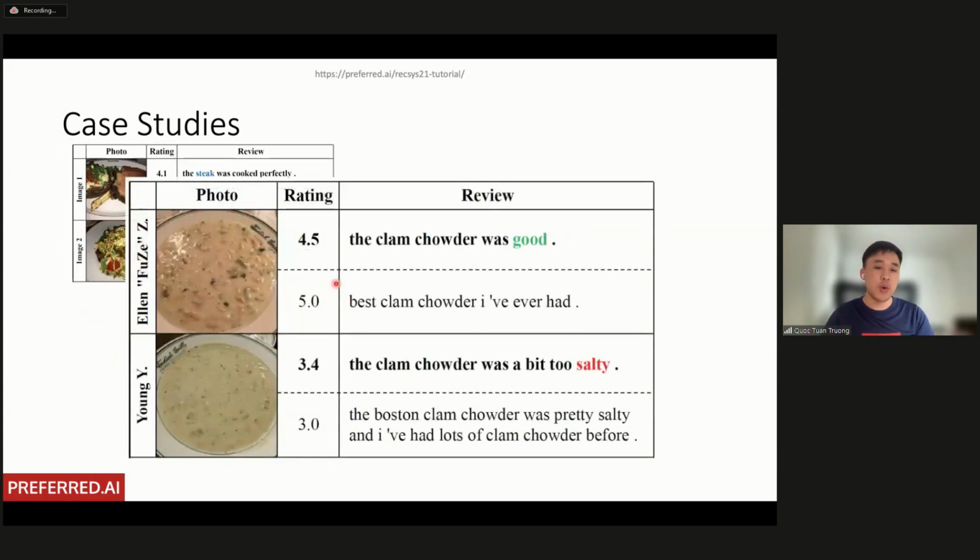This is another example where we have similar photos, but from two different users reviewing the same item. One user reviews it with a positive review, whereas the other reviews it with a negative review. You see this is the rating estimation, and when the rating is provided to the text generation, the generated text reflects the sentiment here. The top here is good, and the bottom here is a bit too salty, although they are describing the same kind of dish.